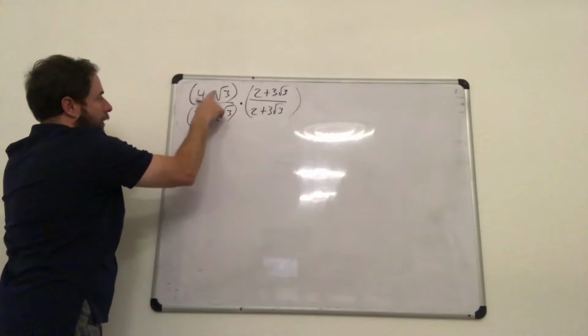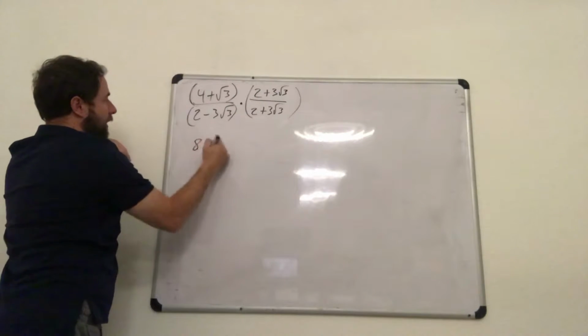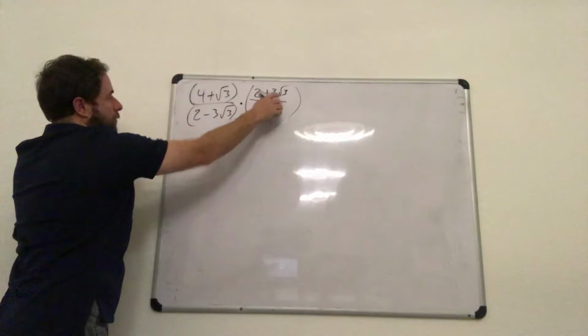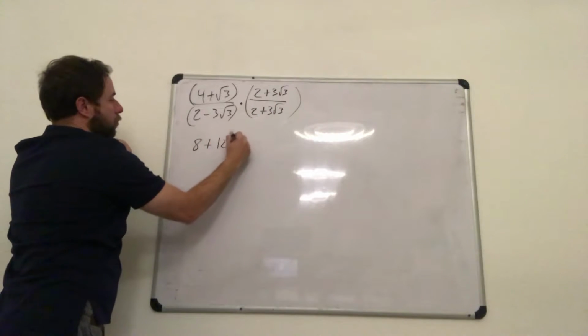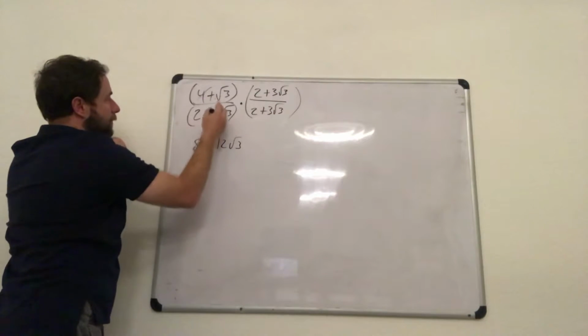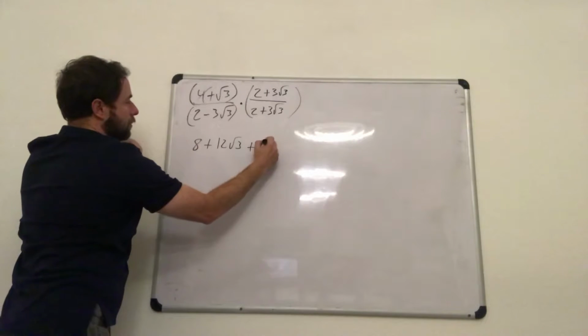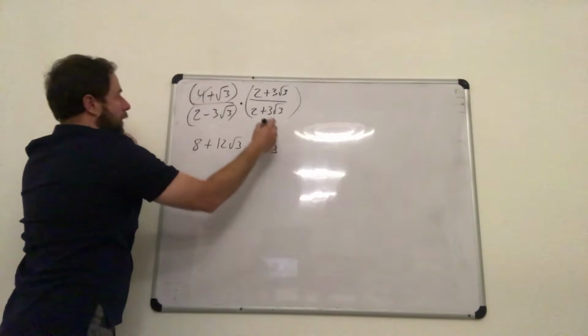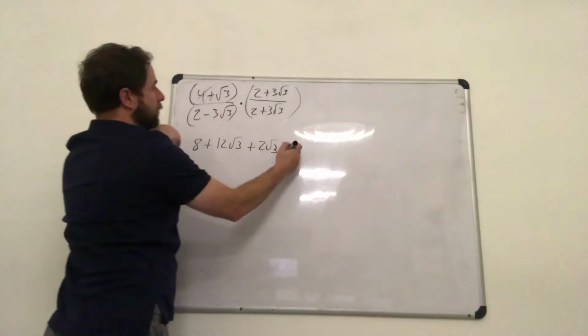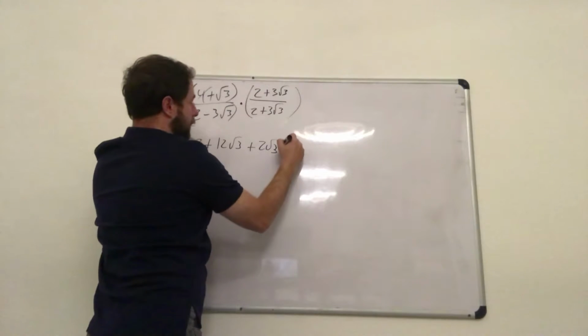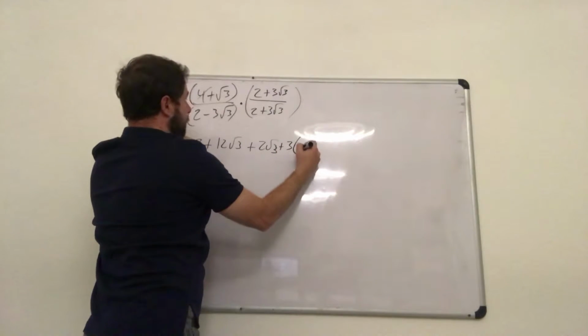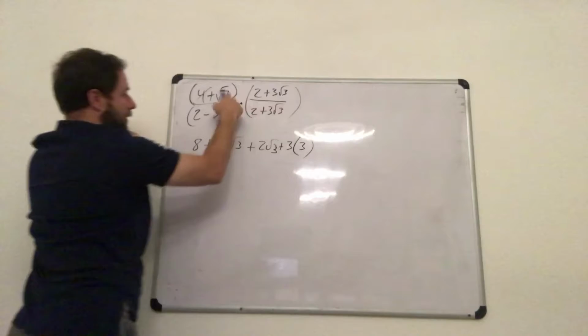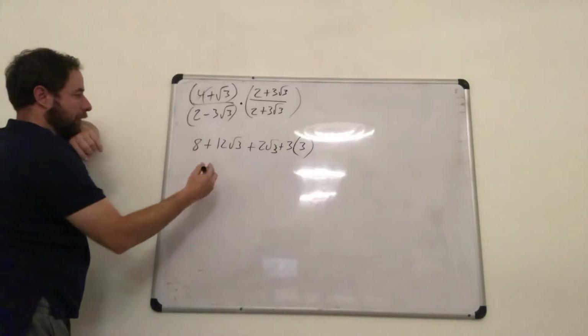So you're going to go 4 times 2 is 8, 4 times 3 root 3 is 12 root 3, the 4 is done. Root 3 times 2 is 2 root 3, and then root 3 times 3 root 3 is going to be 3 plus 3 parentheses 3 because any radical times itself is itself, so the radical's gone there.